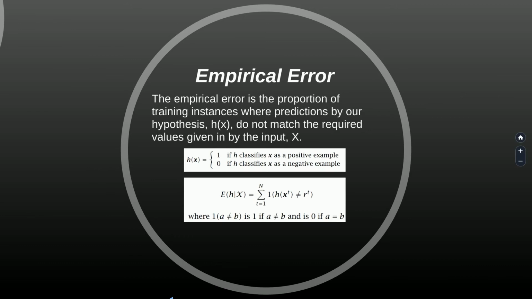And the empirical error is the proportion of training instances where predictions by our hypothesis h(x) do not match the required values given by the input x.